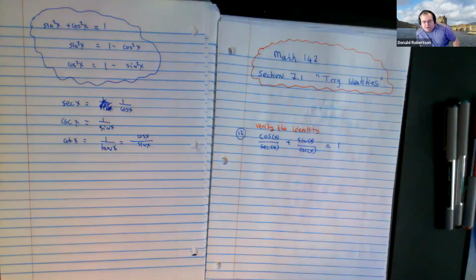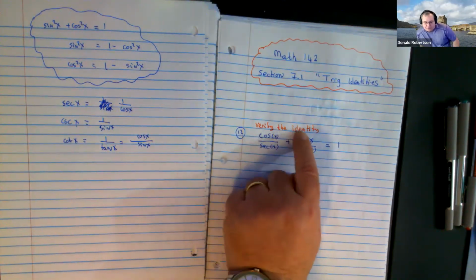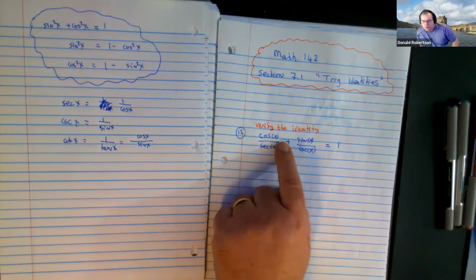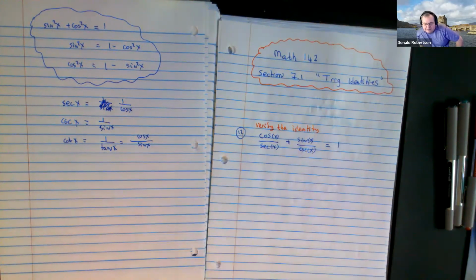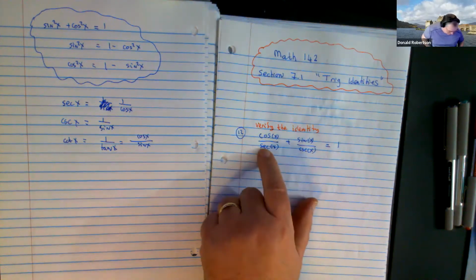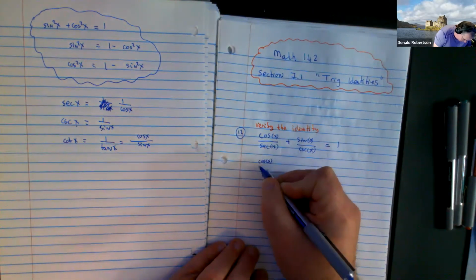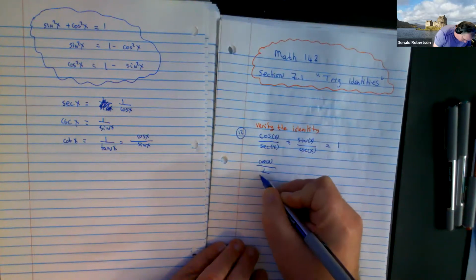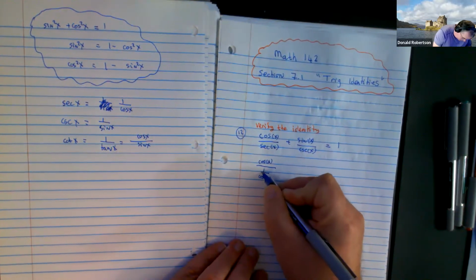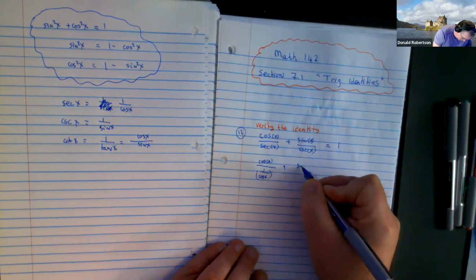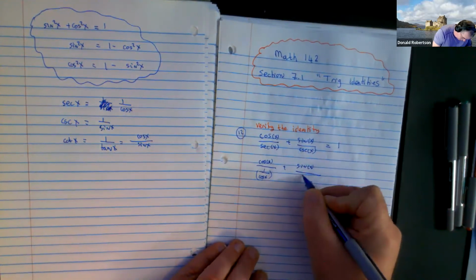Okay, so we are being asked to verify this identity, that this fraction plus that fraction equals 1. And one of the strategies that we can use in these types of questions, when you can't think of anything else to do, like common factors, whatever, is to turn everything into sines and cosines. So let's see what we get. A secant is 1 over a cosine, and a cosecant is 1 over a sine.